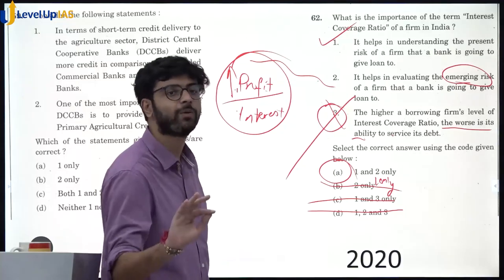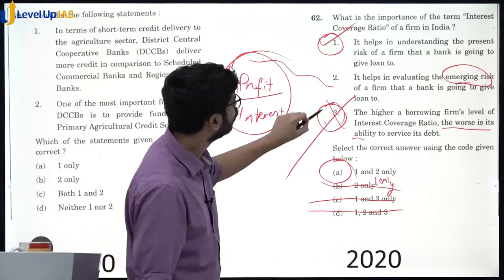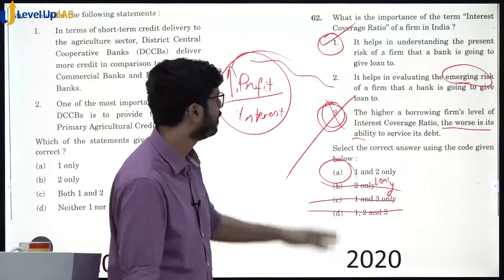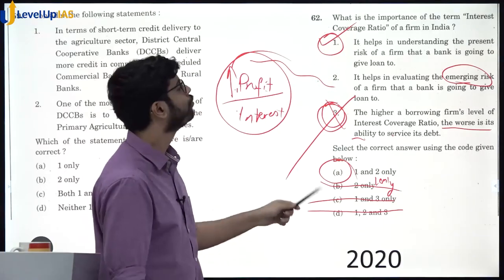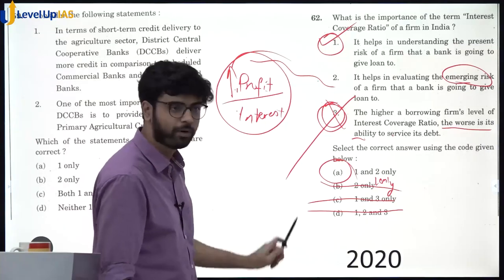Now do you see the entire question was based on 1 and 3. 2 was irrelevant. Did you notice that? 2 was irrelevant. 1, you need to know it is right. 3, you need to know it is wrong. Okay? When you know 1 and 3, you will be able to get to the answer.